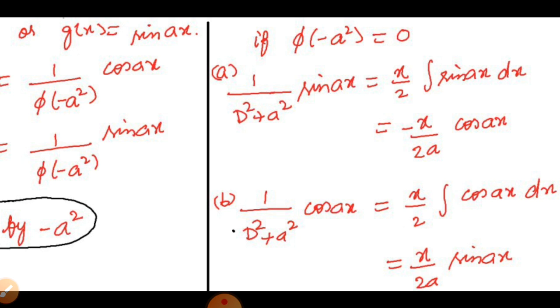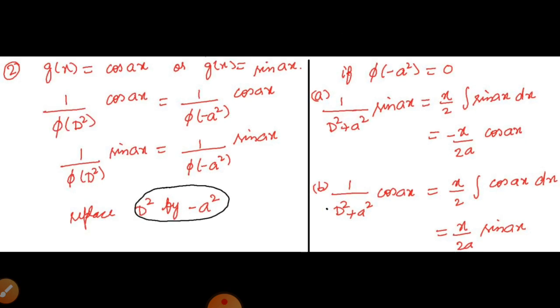So basically the general procedure is, first we will replace d square by minus a square. If we don't have any 0 in the denominator, then our solution will be obtained easily. But if by putting d square equal to minus a square we are having a 0 denominator, we have to use this general type of equation, where the sin ax term will give us minus x upon 2a cos ax and the cos ax term will give us x upon 2a sin ax.